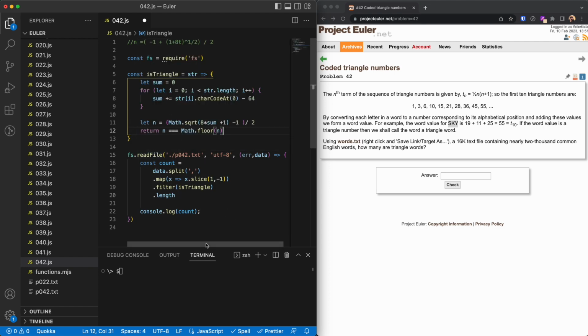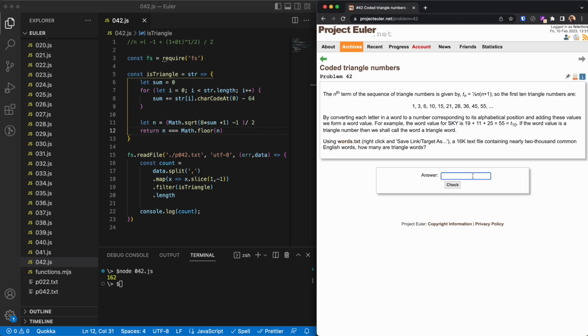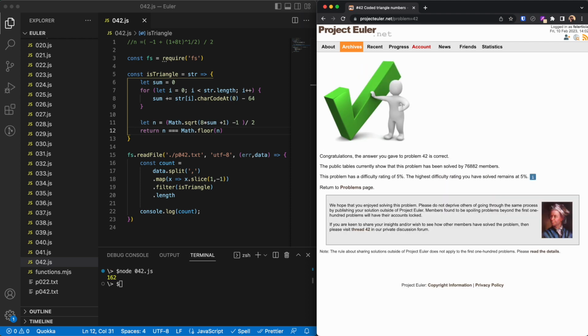So I think this is all about this problem. Let's give it a try. 162, which looks correct. Yes, this is correct.